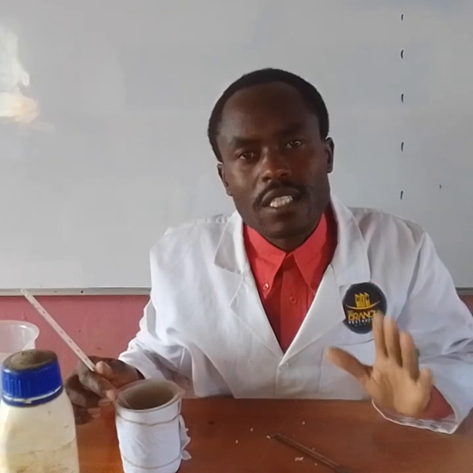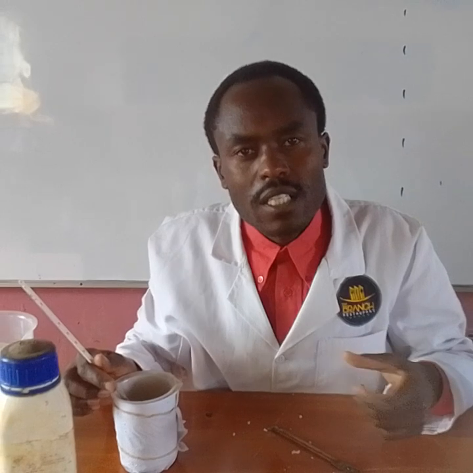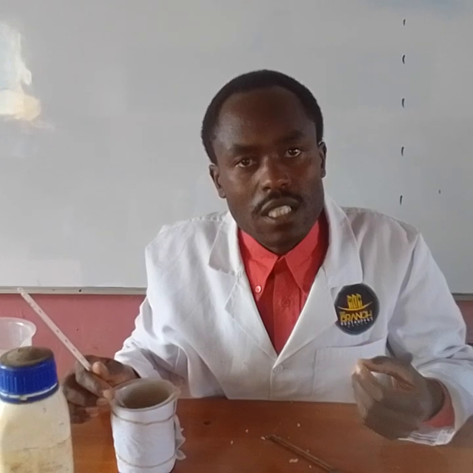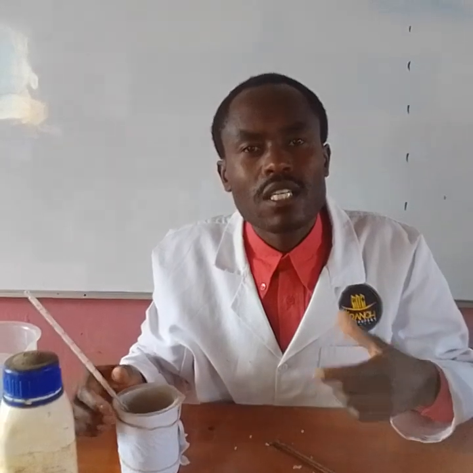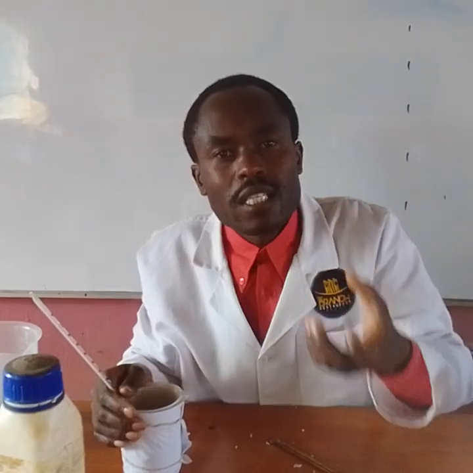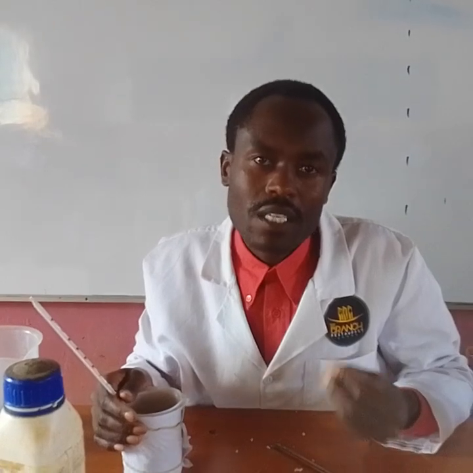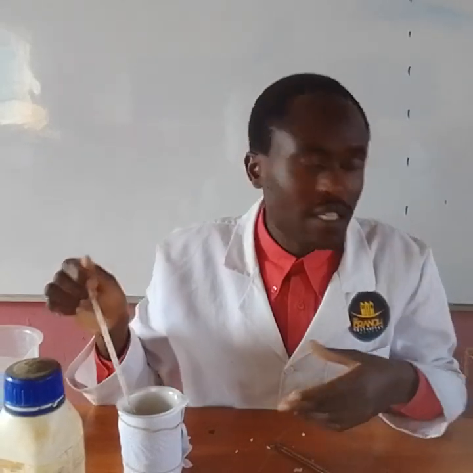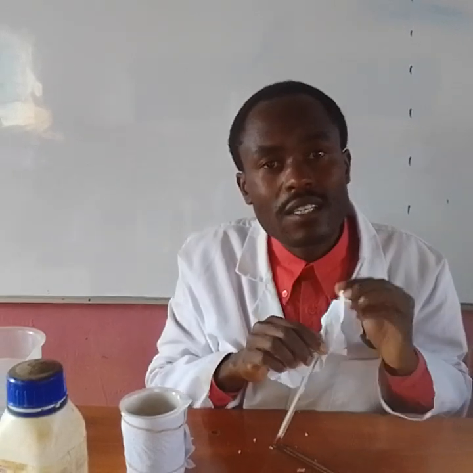When ammonium nitrate salt dissolves in water, the temperature drops. Initially, water had 24 degrees Celsius. Then it has dropped to 19 degrees Celsius. It means when ammonium nitrate salt dissolves in water, heat is absorbed in the reaction. Is it okay? What we call endothermic reaction. Before I explain further, let us also repeat the same procedure now using sodium hydroxide.